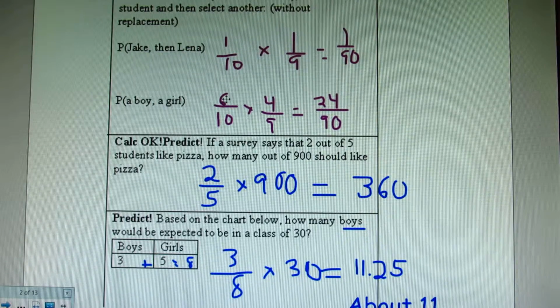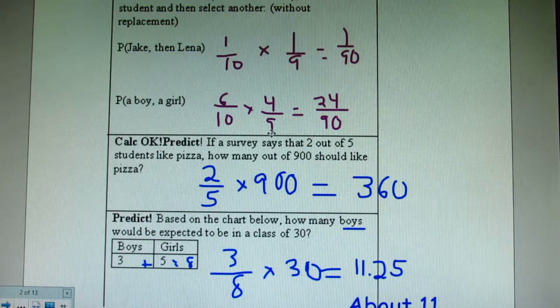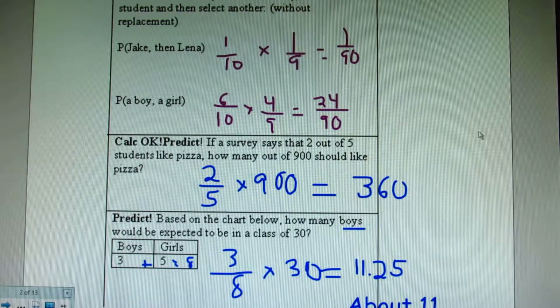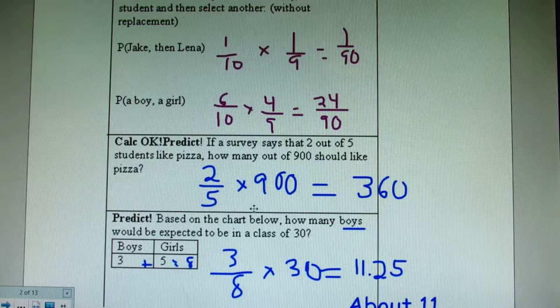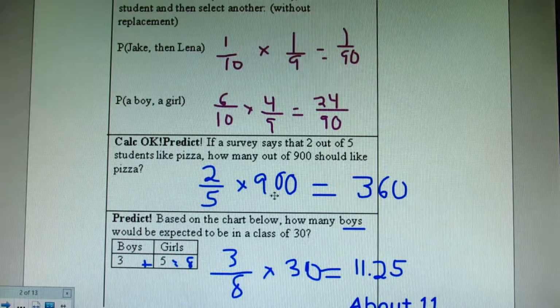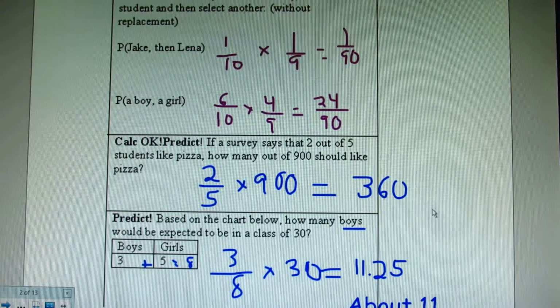Boys, I have 6 boys in my class, and if you didn't know, you could count them. 6 out of 10 for a boy, but then I only have 4 girls left out of the 10, but only out of now 9 if I pick a boy first. That final probability is 24 out of 90. Calculator OK, predict. If a survey says 2 out of 5 students like pizza, how many out of 900 should like pizza? So I take that 2/5 and I multiply it by 900 to get 360 people should like pizza.